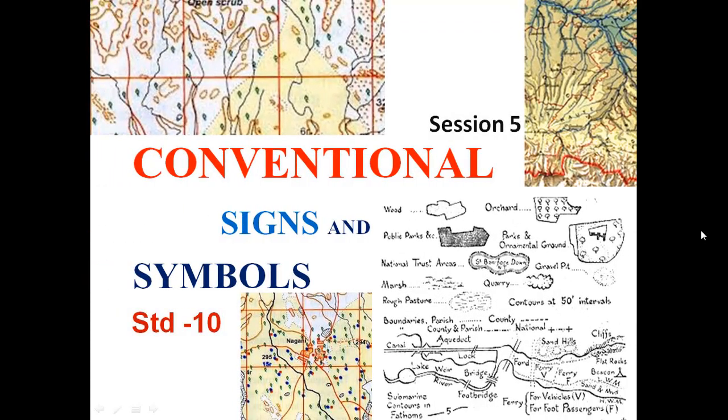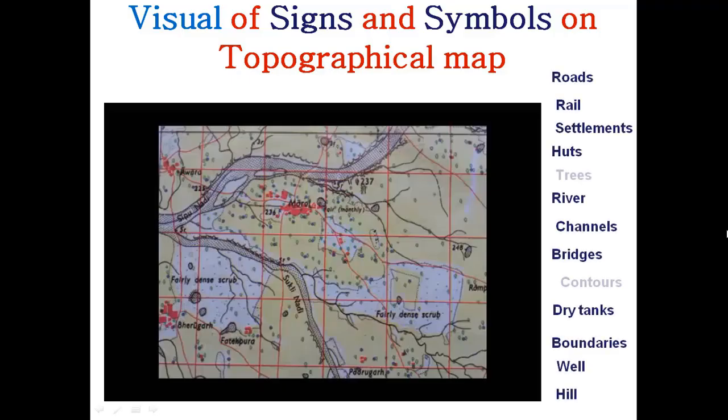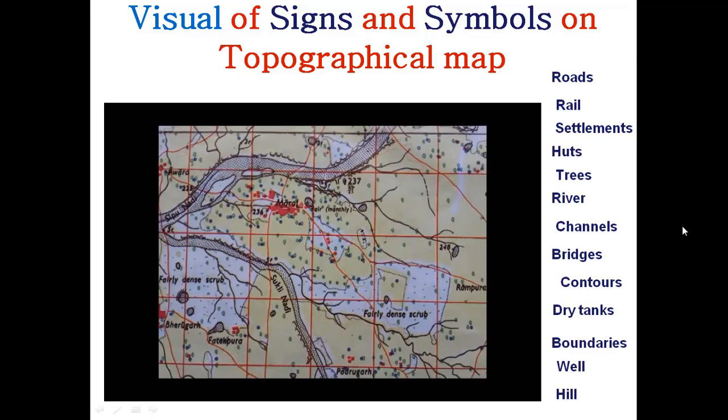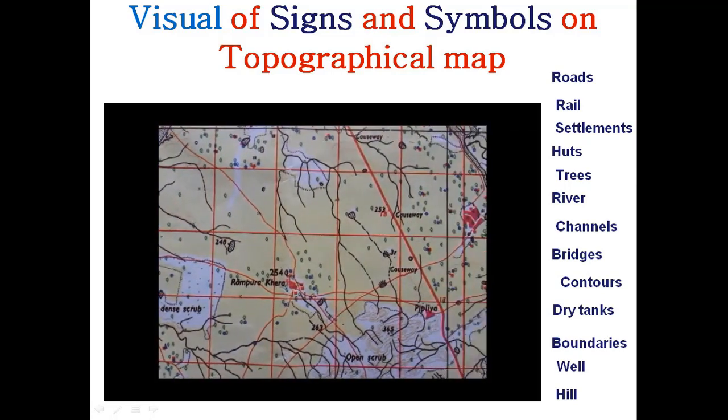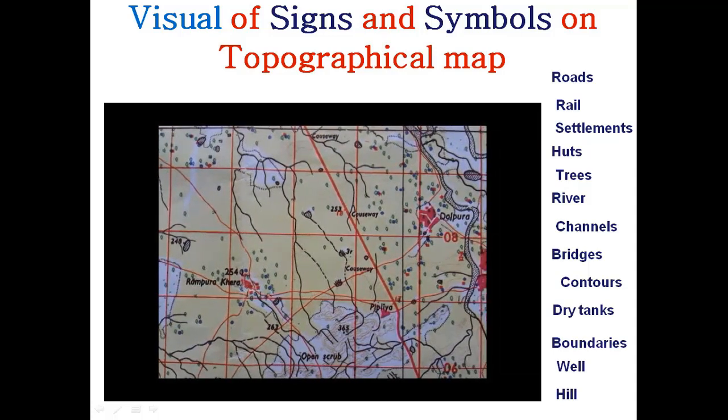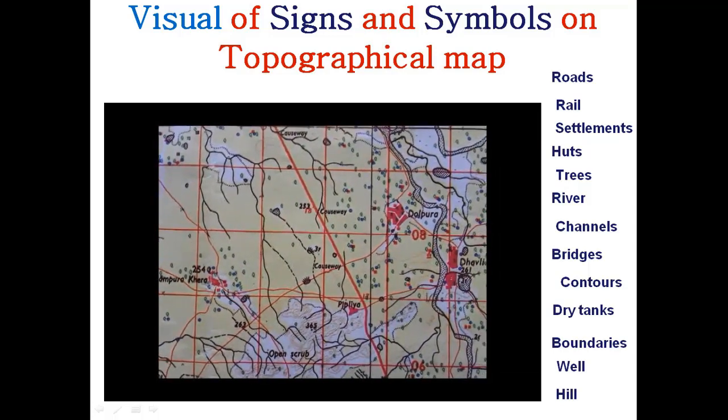Today's session is on Conventional Signs and Symbols, Session 5, Standard 10. In this topic we will learn about different signs and symbols drawn on a topographical map and their meanings. As you can see, there is a small visual showing different signs and symbols on a topographical map. When you see these signs and symbols, you will be able to make out what their meanings are.